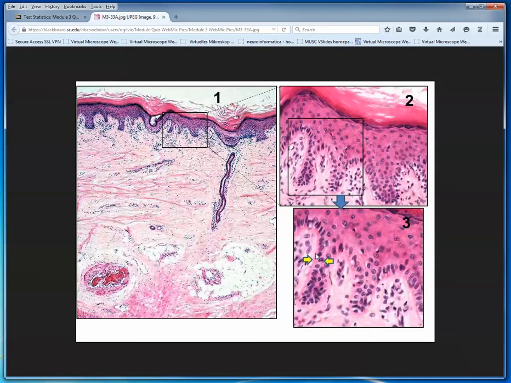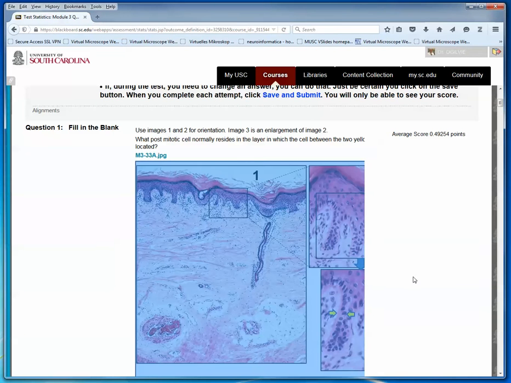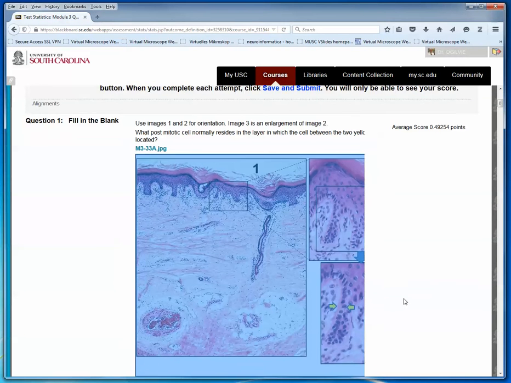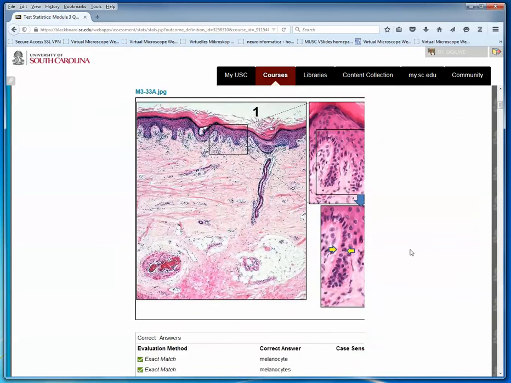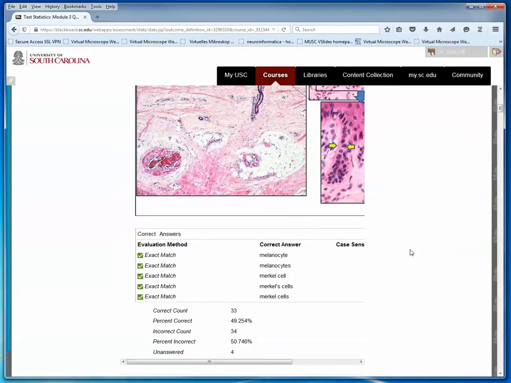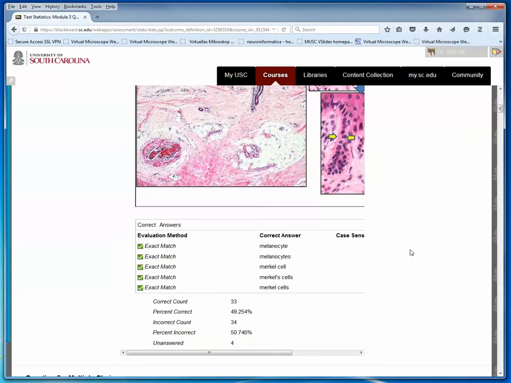So I'm going to go back now to the question itself. And so we could have just stuck to the melanocyte, excuse me, I misspoke, the melanocyte. But we decided that it wasn't fair to not include the Merkel cells because the Merkel cells are very close by. And again, they were post-mitotic.